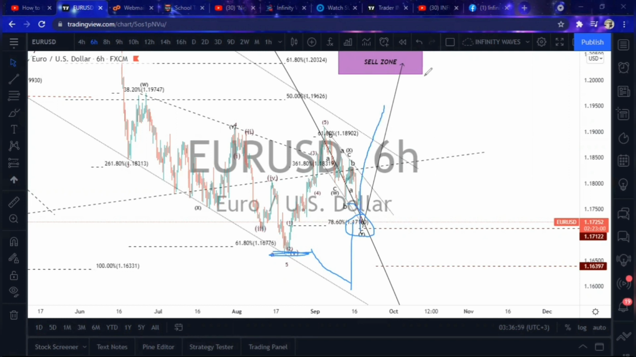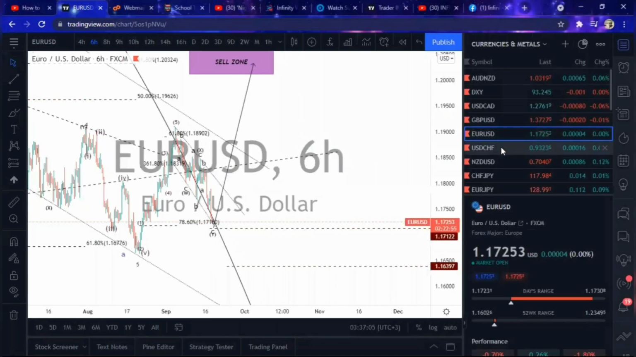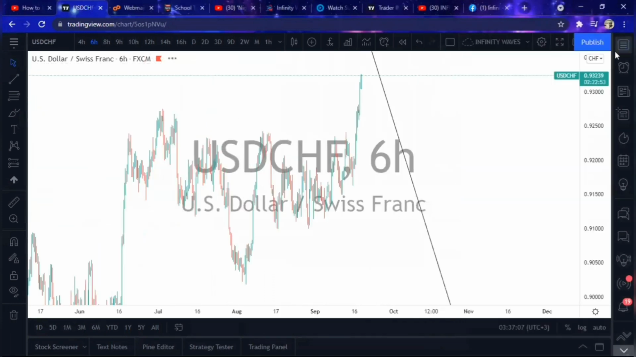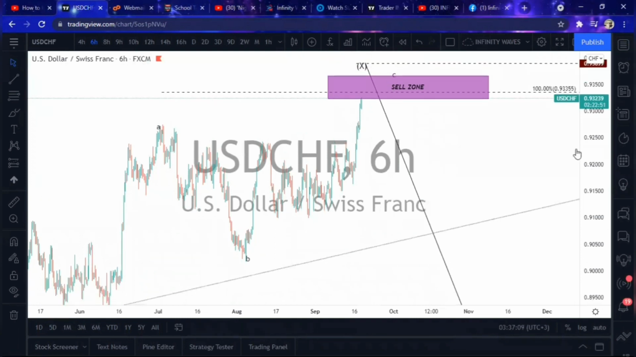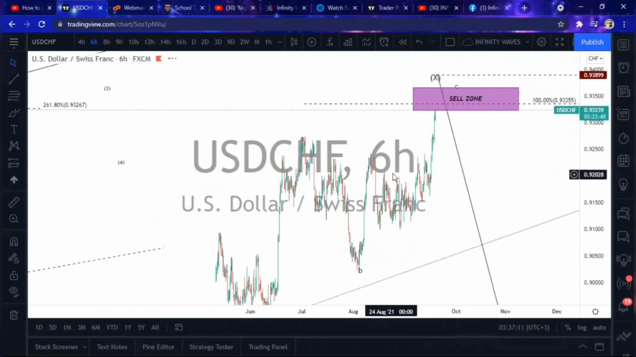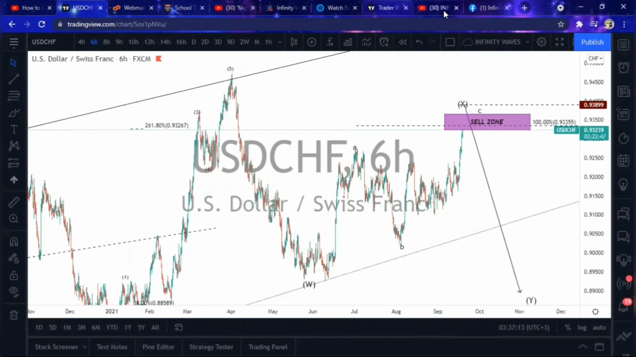Now the next pair we want to look at is US dollar Swiss franc. US dollar Swiss franc as well, we are waiting for this move to complete around these regions here, at 93.355 region or 93.89 area, for the next drop down, going all the way to complete a major correction downwards.